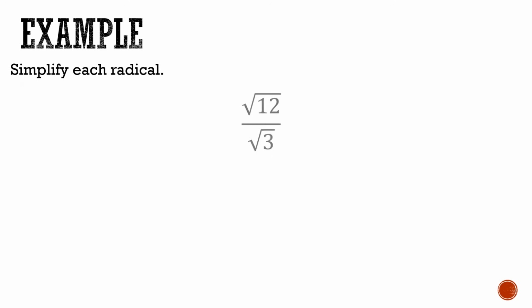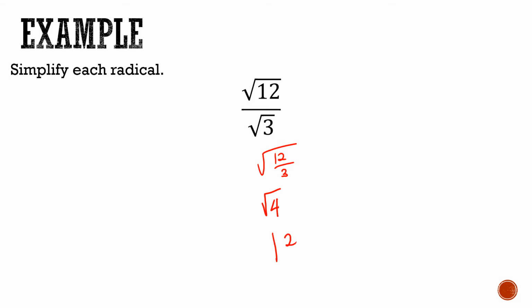So the next example is the square root of 12 over square root of 3. Now we can rewrite this as the square root of 12 over 3. Remember, you can only combine them if their indexes are the same. Now simplify 12 over 3. Dividing 12 by 3 will give us a quotient of 4. Therefore, we have square root of 4. Then simplifying square root of 4 will give us an answer of 2. Therefore, our final answer is 2.